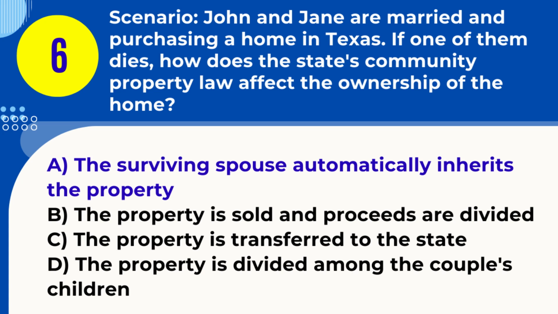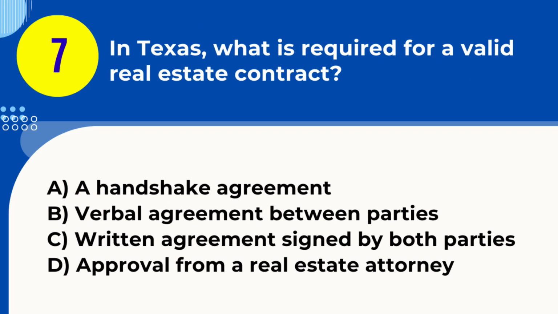Explanation: under Texas community property law, if one spouse dies, the surviving spouse automatically inherits the deceased spouse's interest in the property. Question 7. In Texas, what is required for a valid real estate contract?